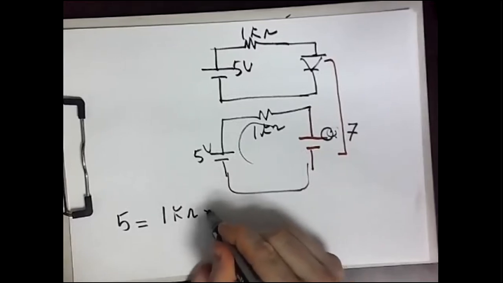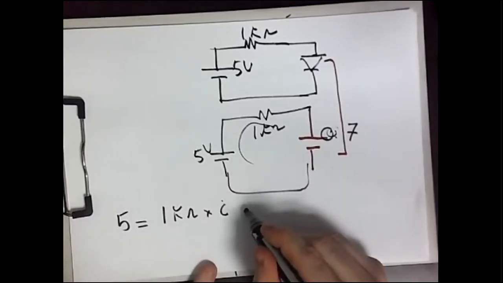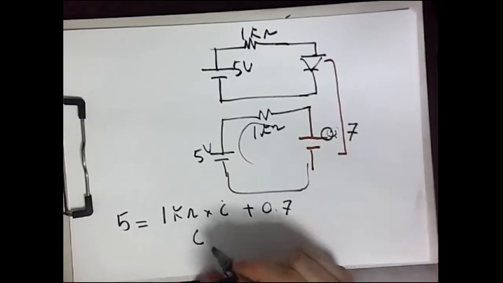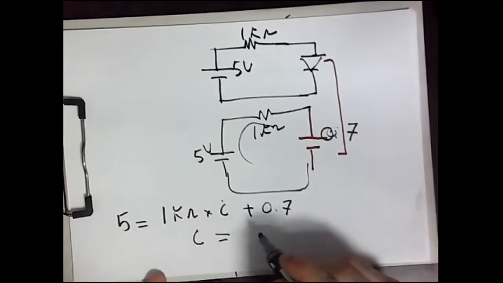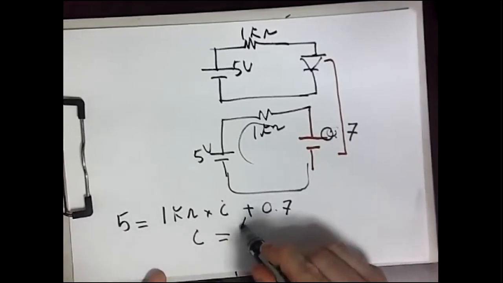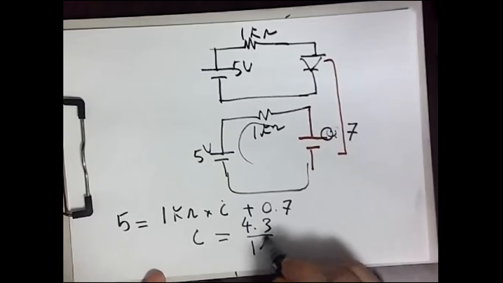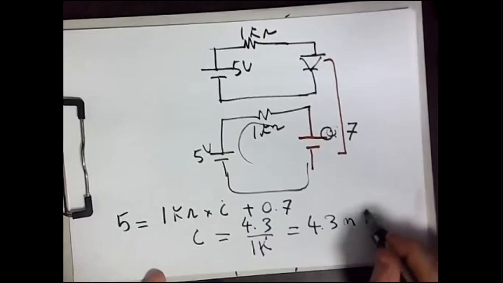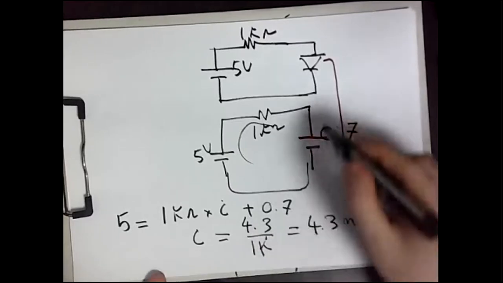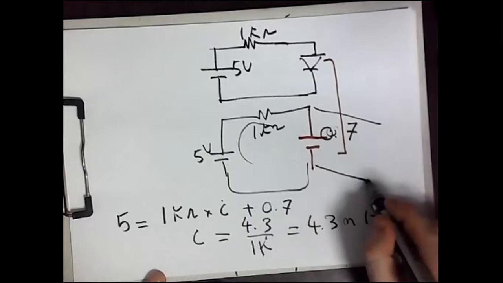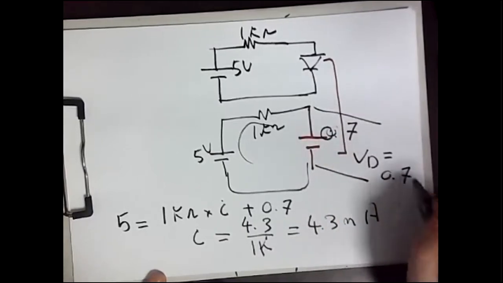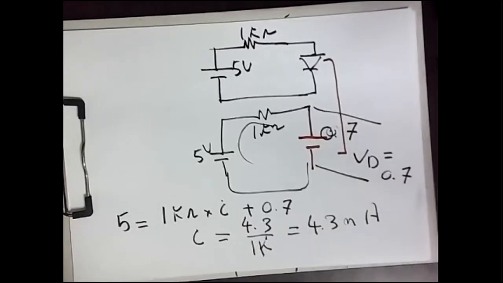Again, using KVL, then 5 equals 1k ohm times I, which is the only unknown, plus 0.7. So I will be equal to 5 minus 0.7, which is 4.3, over 1k. So you have 4.3 milliampere. And the voltage drop on the diode here is typically 0.7, so VD equals 0.7. Perfect. So let's do the next stage.